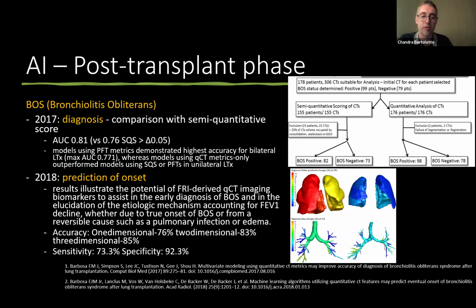Focusing on the important stuff, in the post-transplant phase, a lot has been written and a lot of studies talk about bronchiolitis obliterans.